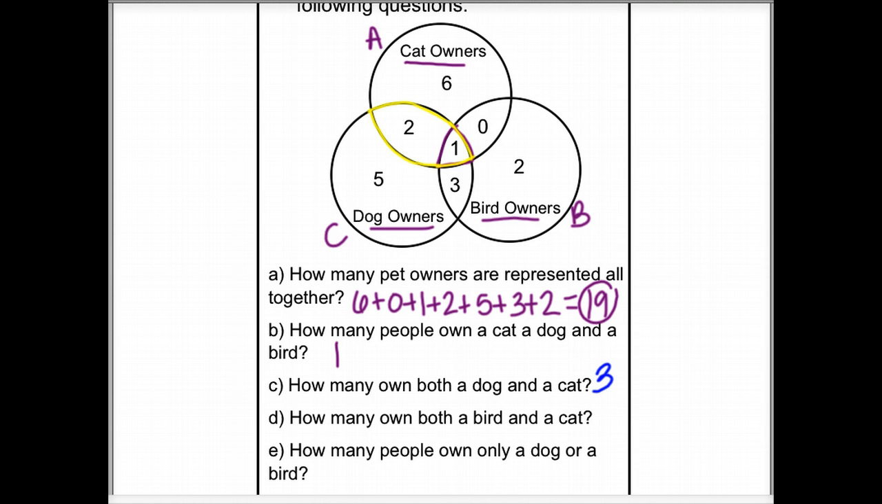How many own both a bird and a cat? We go for bird and cat, which is going to be this area here, which is 1. And how many people own only a dog or only a bird? So dog or bird is going to be only a dog or only a bird. So that's 5 plus 2, so therefore 7.